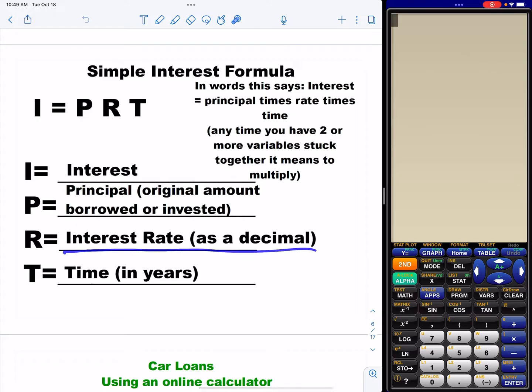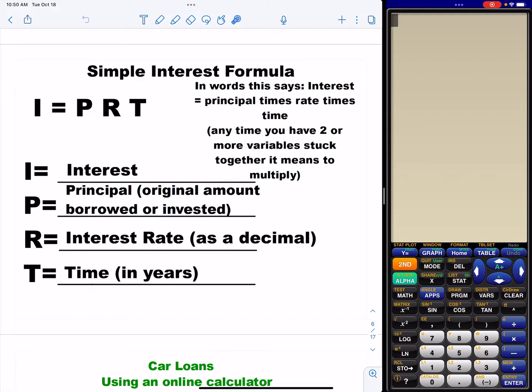The interest rate, when you're given a problem, is always going to come to you in the form of a percentage. So we've got to take that percent and convert it to a decimal. And we know that in order to do that, all you do is move the decimal 2 places to the left and take the percent sign off.